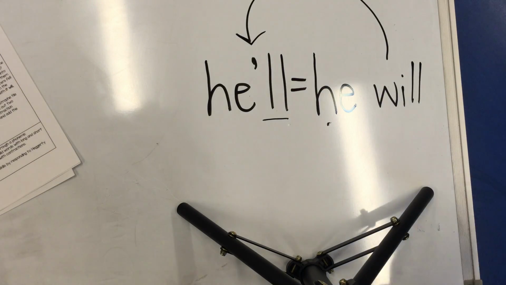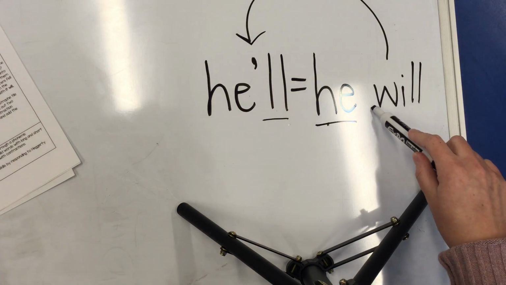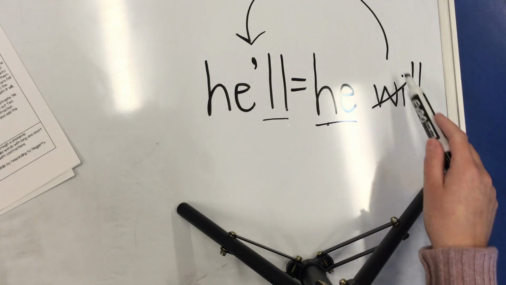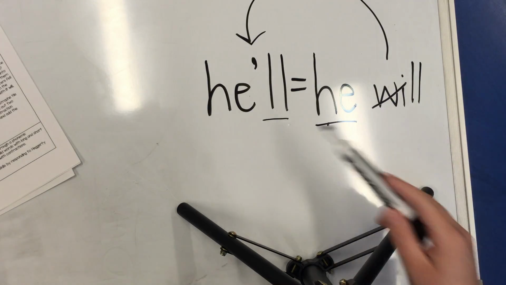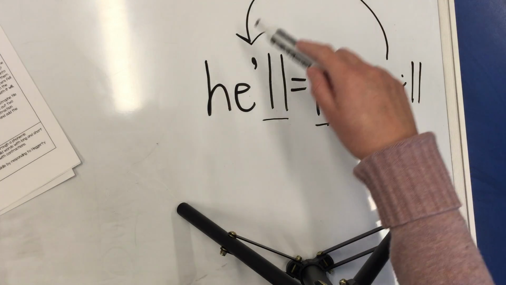And remember, when we're writing it out, we write out the first word, see here? And then we take out the W and the I, and the apostrophe takes their place, and then we just add the ending LL to it. He'll. He will is the same as he'll.